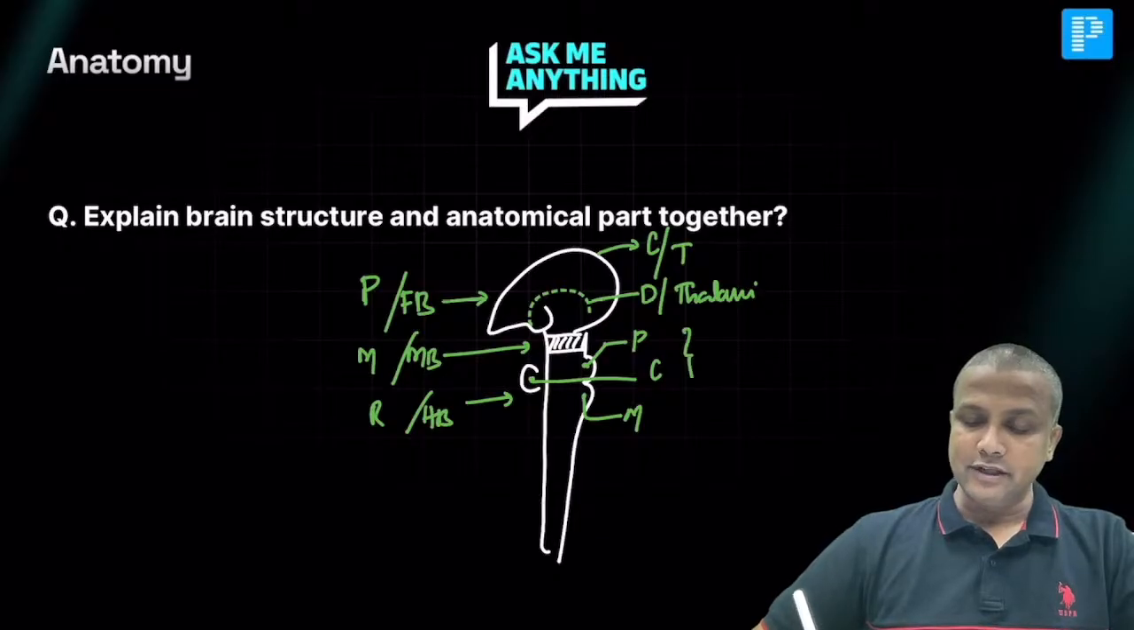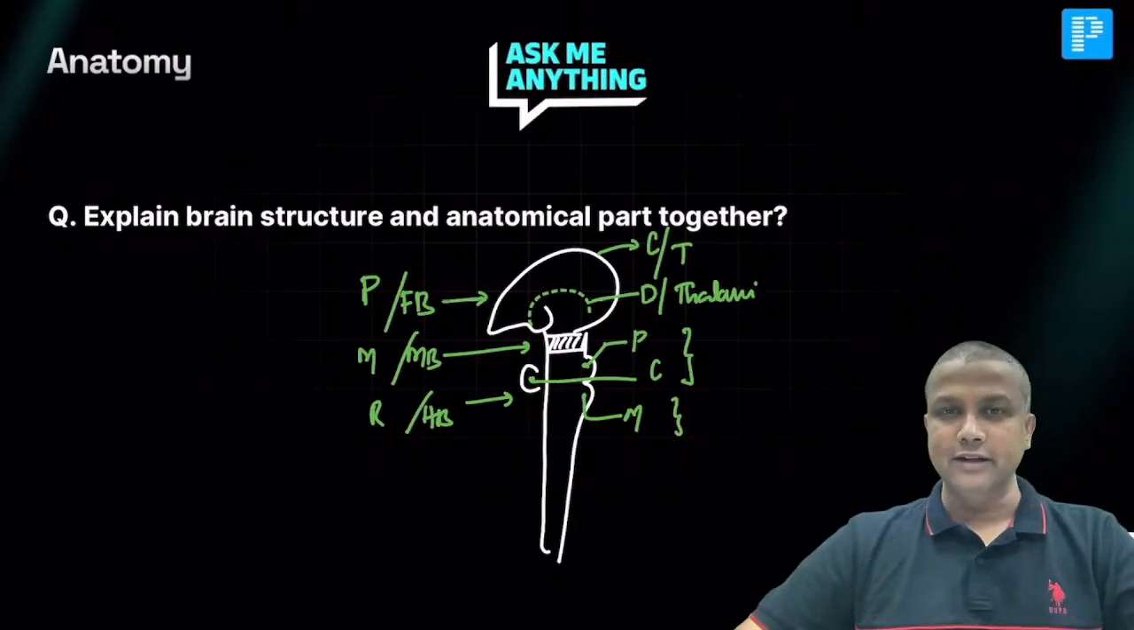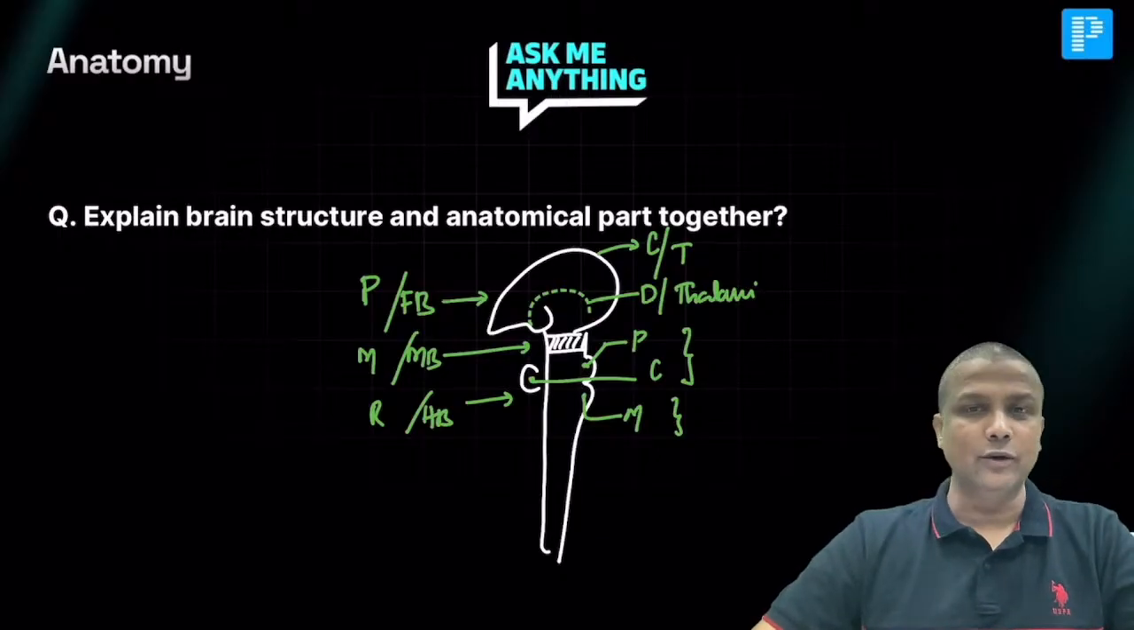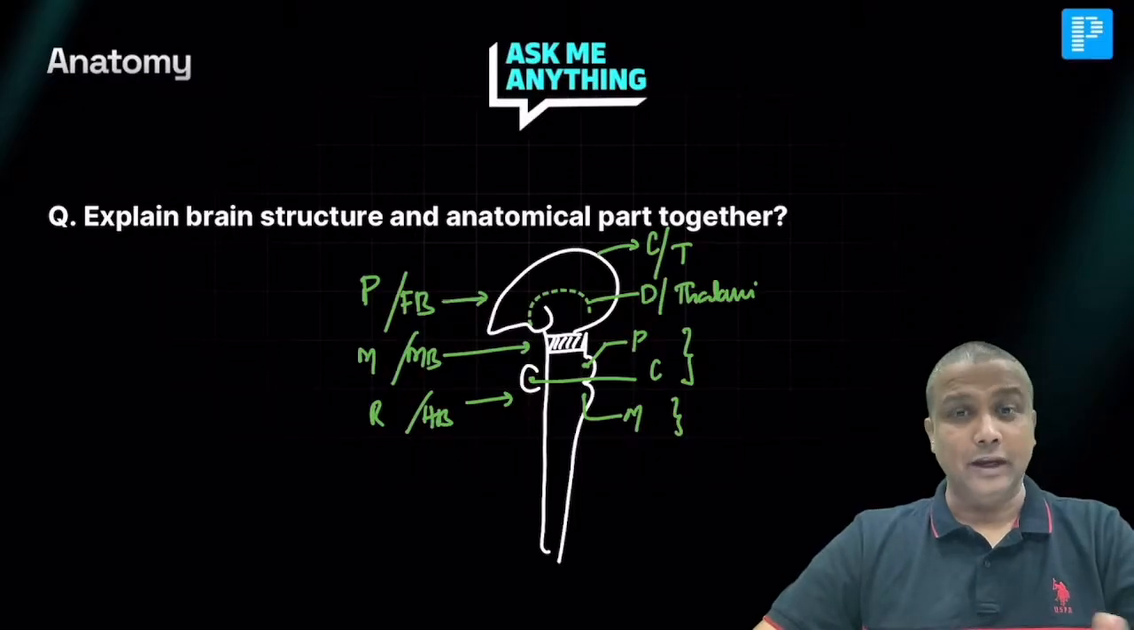Remember, the pons and cerebellum together will be metencephalon, whereas medulla oblongata alone will be the myelencephalon, and that is going to continue down into the spinal cord. So that is how you have to learn about the structure of the brain and the anatomical parts together. Fine. I hope that answered the question that you have asked me.